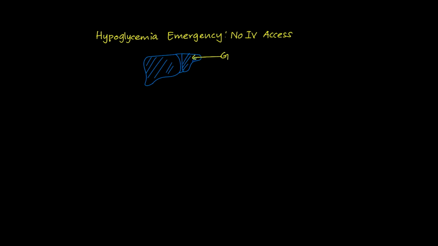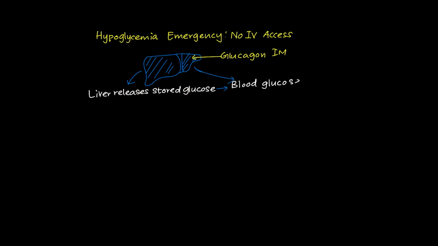Type 1 diabetic found unresponsive in their room. No IV access. Blood glucose confirms severe hypoglycemia. What now? Administer glucagon intramuscularly. Glucagon works by telling the liver to break down stored glycogen and release glucose into the bloodstream. It's the go-to emergency drug when IV access isn't available and the client can't swallow.